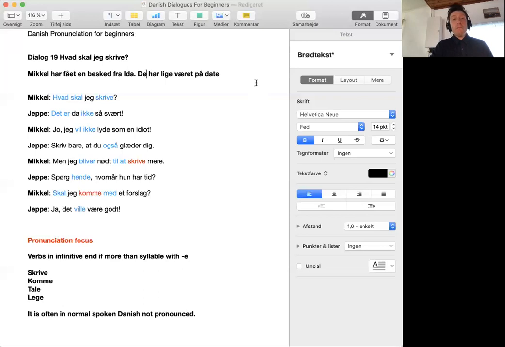Skal jeg komme med et forslag? Do I need to come with a proposal? Suggestion? Ja, det vil være godt.